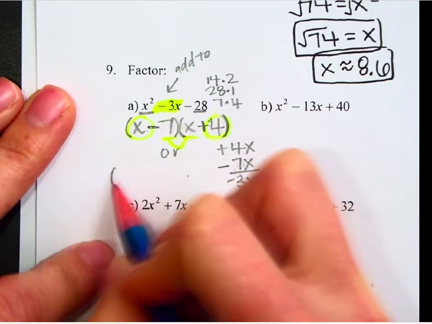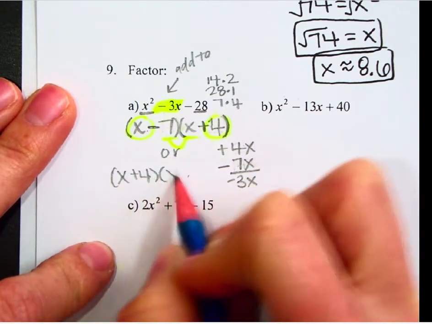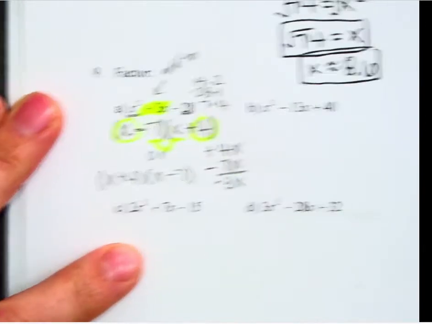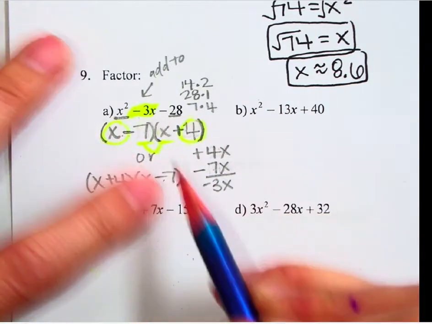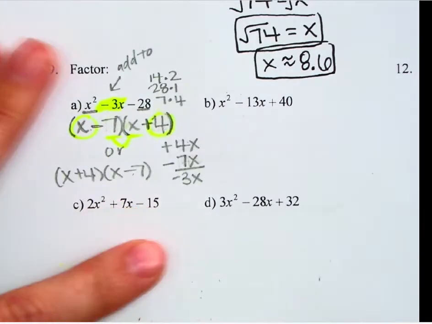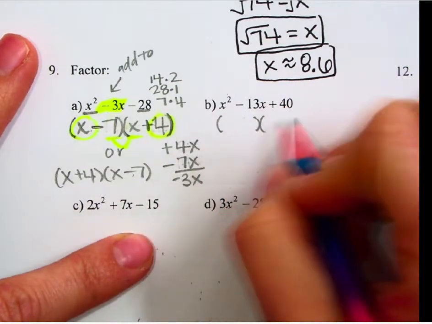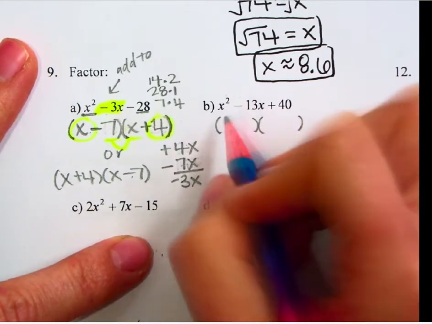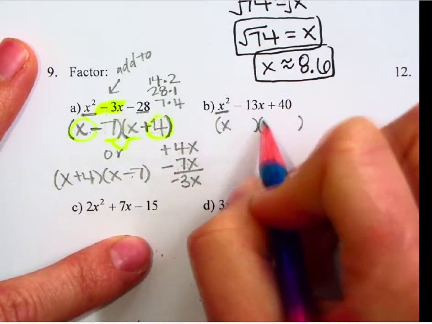If you wrote it as x plus 4, x minus 7, it's the same thing. So the order that you have each of these factors doesn't matter. Okay, so we're going to try this again. 2 sets of parentheses. What terms multiply to give us x squared? It'll be x times x.